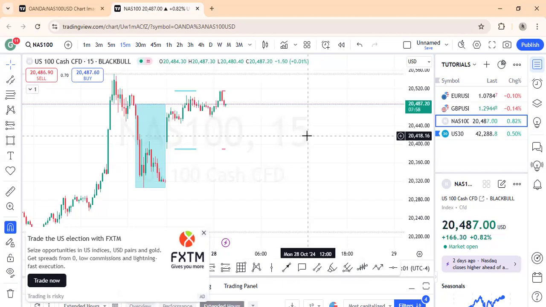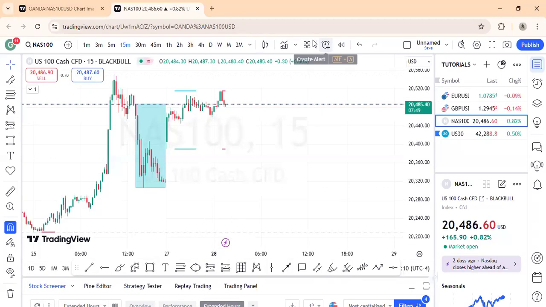Although I don't use this all the time, I do use it when I cannot really see a reason why price should go my way. So I just use it to get a feel for what price is doing. So that's basically what we're talking about.